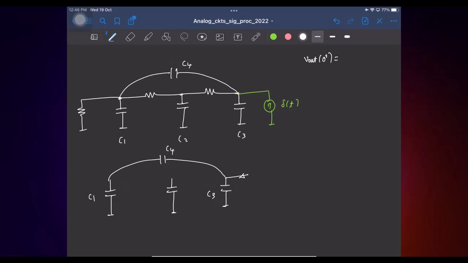You have an impulse current, so it's 1 by the equivalent capacitance, which is C3 plus the series combination of C1 and C4, right? So what is E0? 1 by 2 C times this quantity, right? Good. So what happens as t tends to infinity?